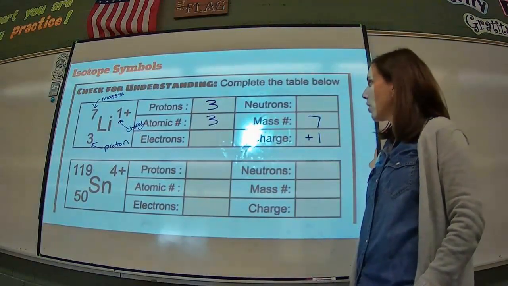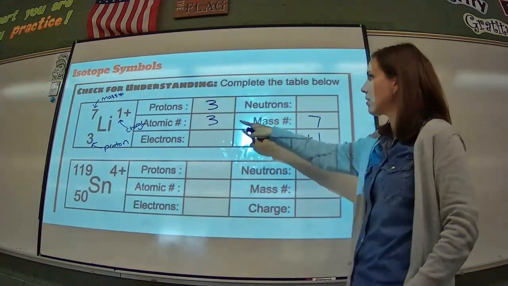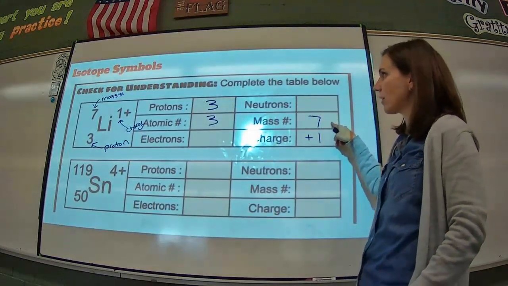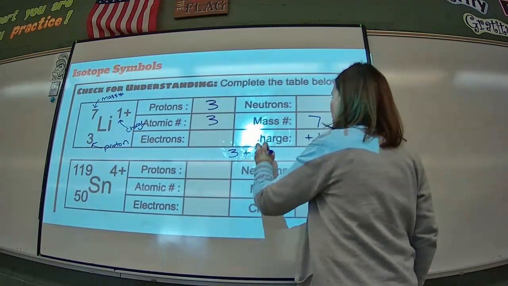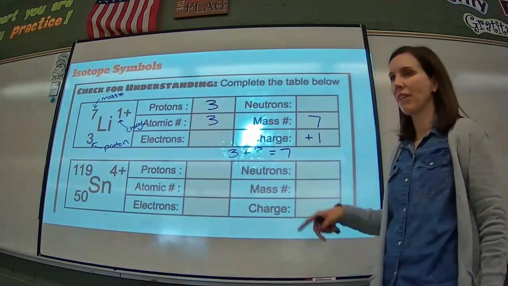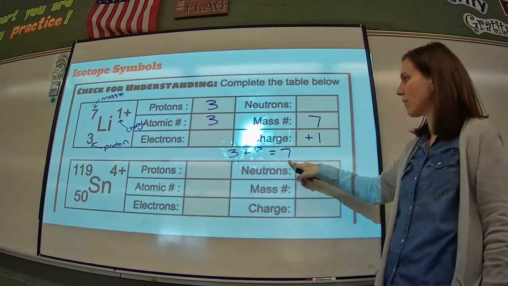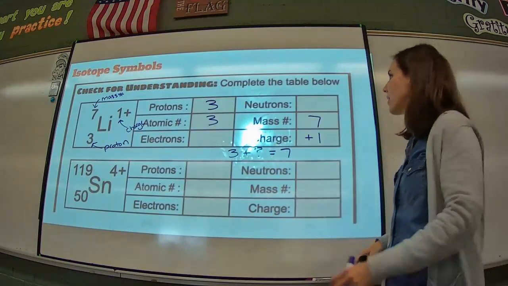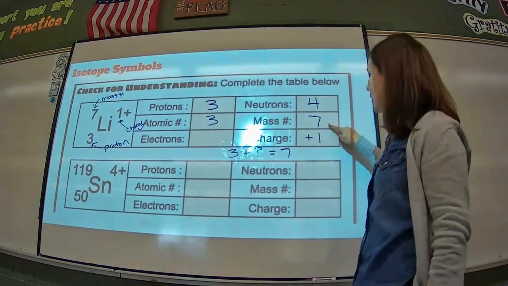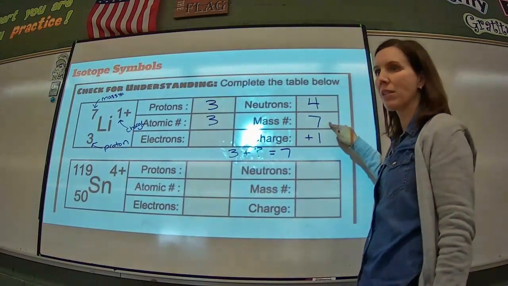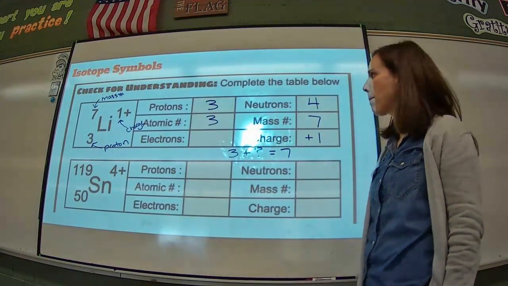Okay, so we know that mass number is equal to protons plus neutrons. So this number plus this number gives us 7. So if we have 3 protons, what could we add to it to equal a mass number of 7? That's what we need to ask ourselves. So 3 plus what equals 7? That would be 4. And we can double check ourselves. So 3 plus 4 equals a mass number of 7. So mass number is protons plus neutrons. That gave us 7.